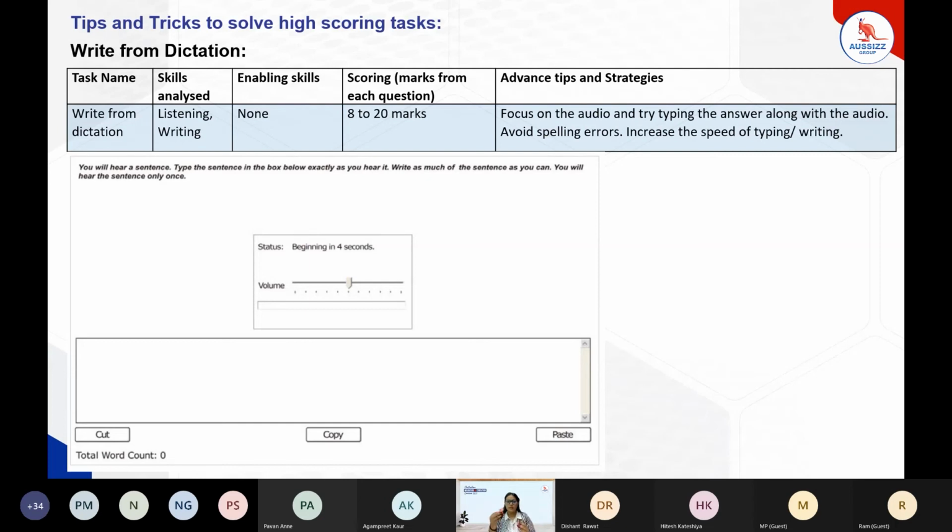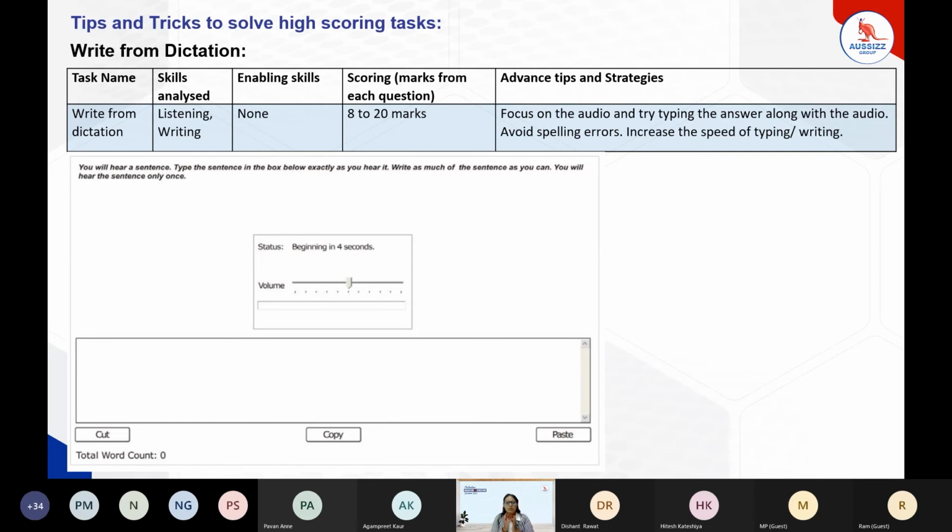Apart from that, the scoring is very important. If you analyze, this task can give me 8 to 20 marks. The maximum limit is 20 marks. It depends on the number of words in the sentences. If a sentence is of 12 words, then the scoring would be 12 marks. If the sentence is of 18 words, I will get 18 marks if I have written it perfectly.